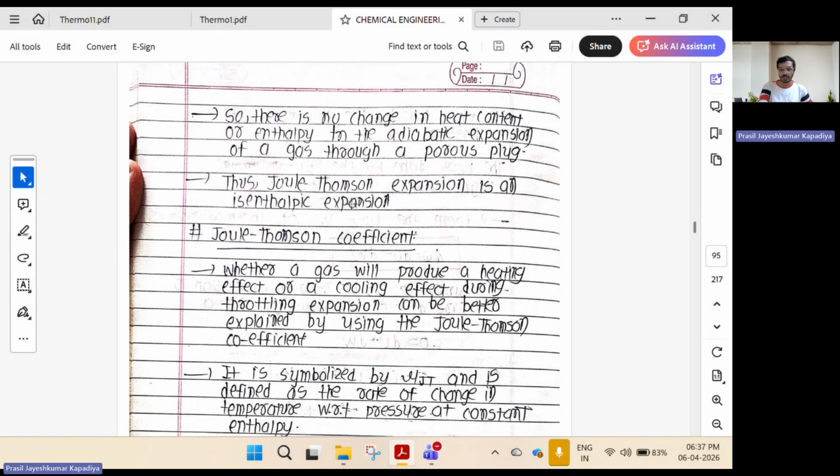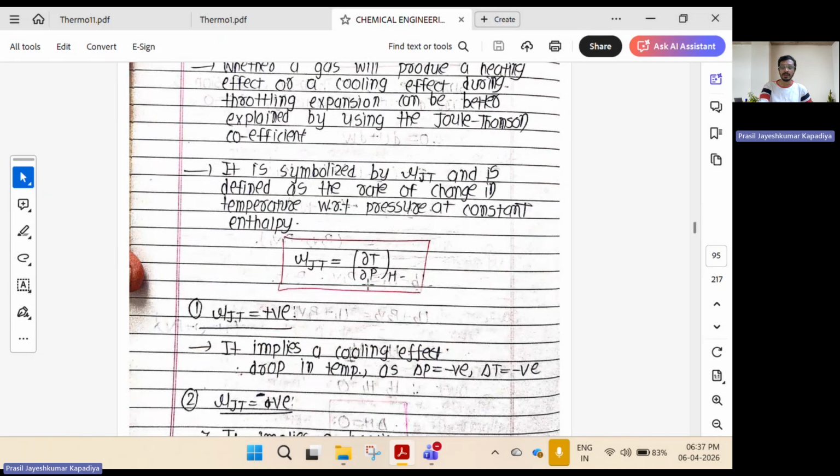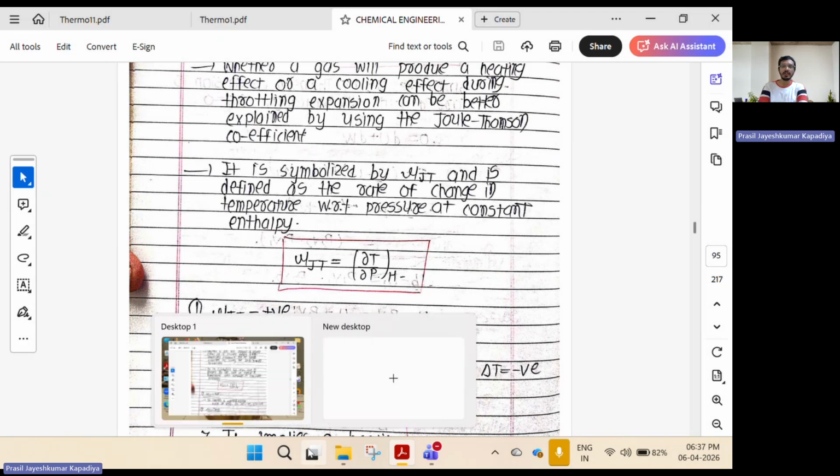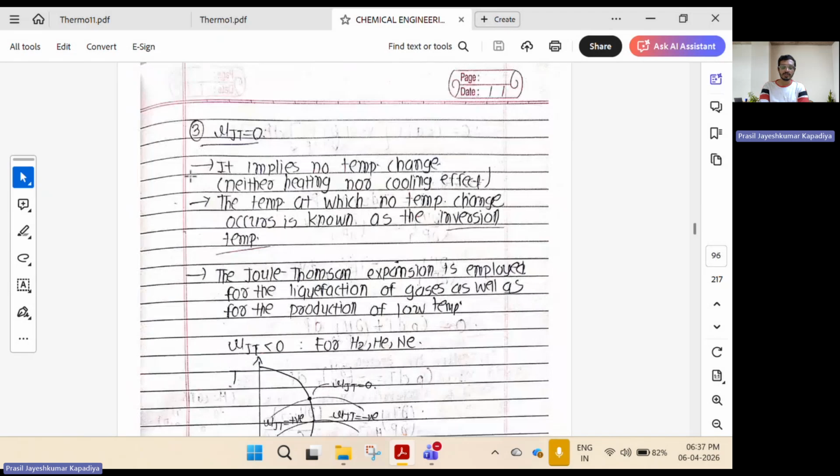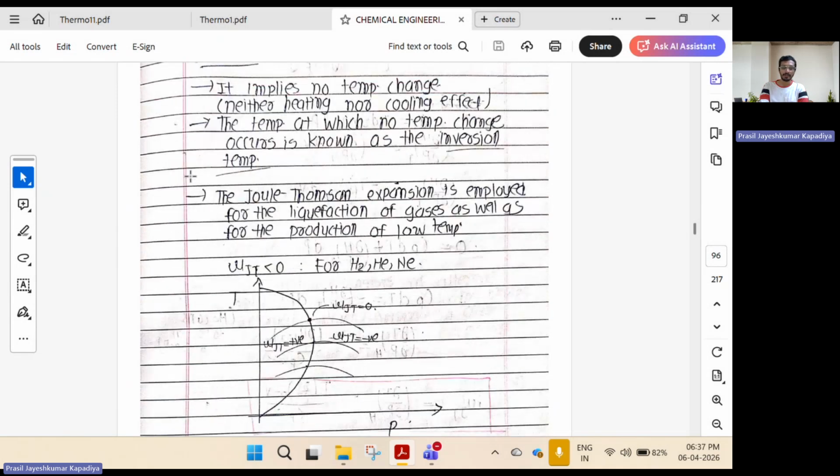And then we define Joule-Thomson coefficient mu as del T, del P at constant enthalpy. It can be positive or negative. Positive meaning it is going through cooling, negative meaning it is going through heating. And when it is zero, there is no temperature change, neither heating nor cooling. And the temperature at which this phenomena occurs is known as inversion temperature.